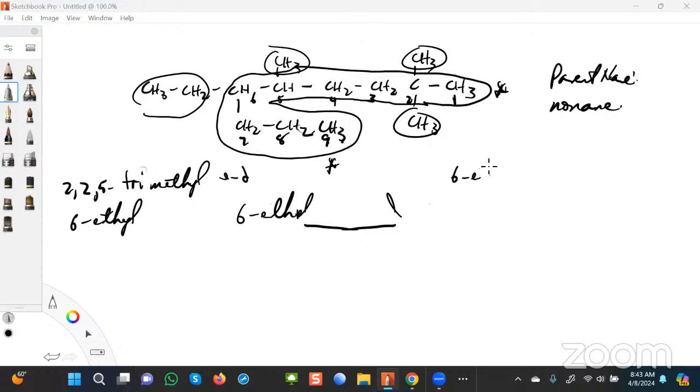So the full name of this compound would be 6-ethyl, then 2,2,5-trimethylnonane. All right? So that's basically how we would do that particular naming of that particular structure. All right? Okay, any questions about this? Any questions out there in Zoom?